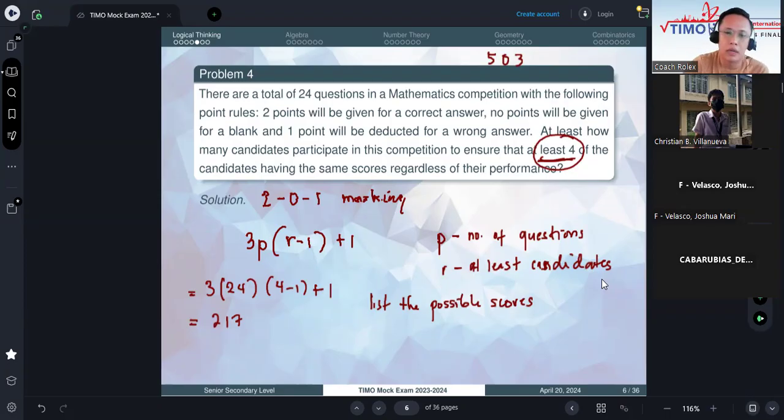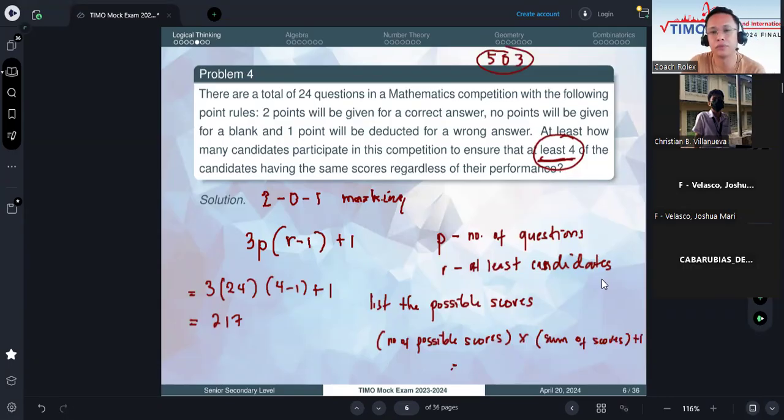Tapos yeah, number of possible scores, multiply it by the sum of the scores, then add 1 for the pigeonhole principle.